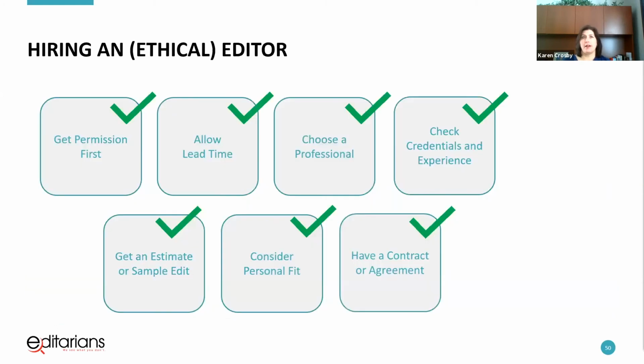If you are going to hire an editor at some point in your post-secondary journey, here are some considerations to bear in mind. We have the items on this slide and the next available as a free download. So number one, always make sure you have permission. I know I probably sound like a broken record, but permission is fundamental. Two, allow some lead time. Competent professionals are busy, especially at key times of the year, such as March and April. Inquire early. Get yourself into your editor's schedule so you're not disappointed.